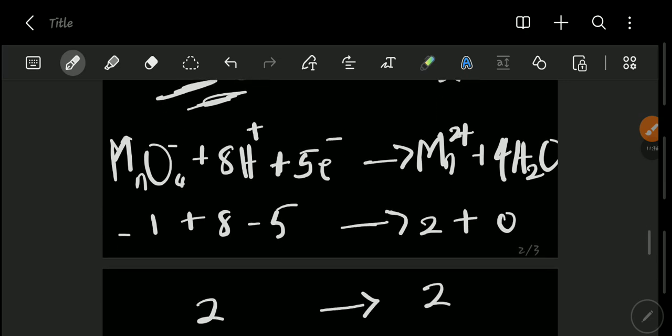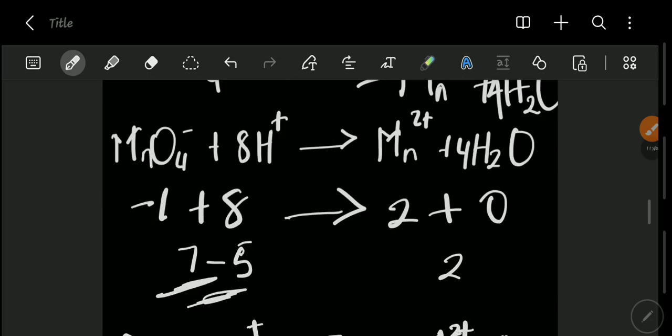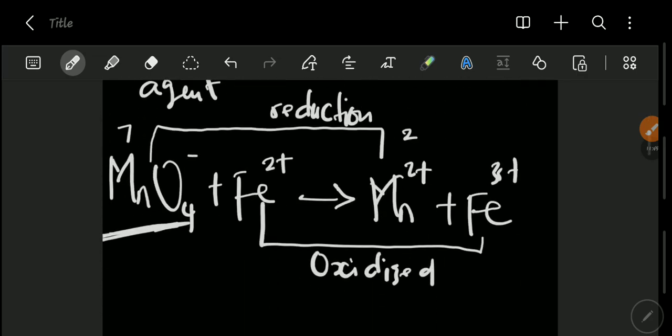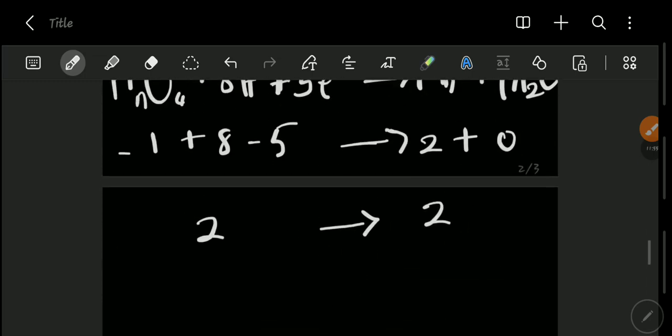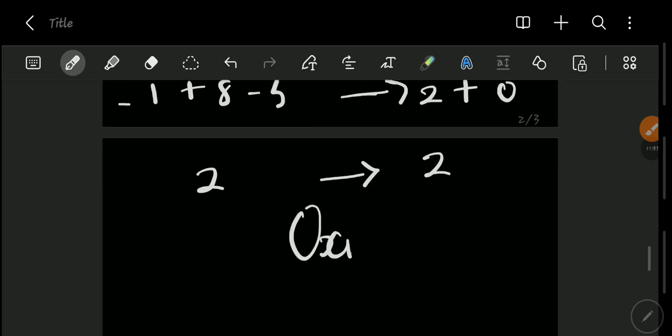Are you getting what I'm saying? So we are done with the reduction. Now let's go to the oxidation. For the oxidation, the element that's been oxidized is this one. It's iron. Here is iron 2. It increased to iron 3, so it's been oxidized. So I'm doing the oxidation now. Stay tuned for the next video, please.